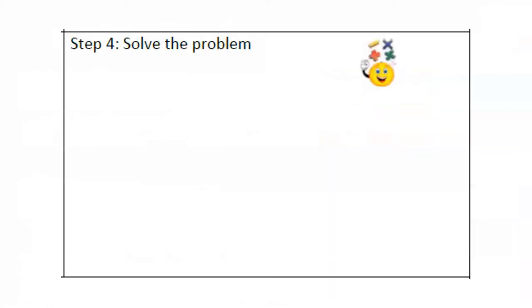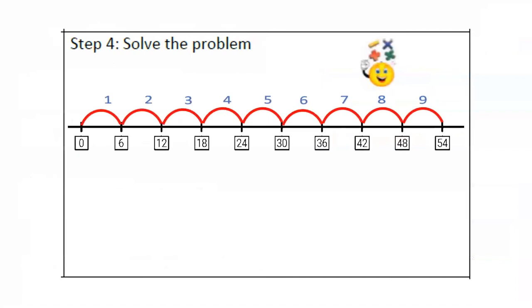On our organizer, we can record how we will solve this problem. We can use the number line we drew for step three as we were representing the problem to help us write an equation to show how we can solve this problem. We can use a repeated addition equation to solve this problem. Since the monkey took 9 steps and each step was 6 inches long, we can add 6 9 times.